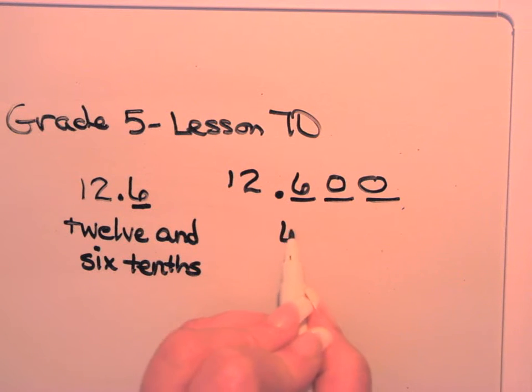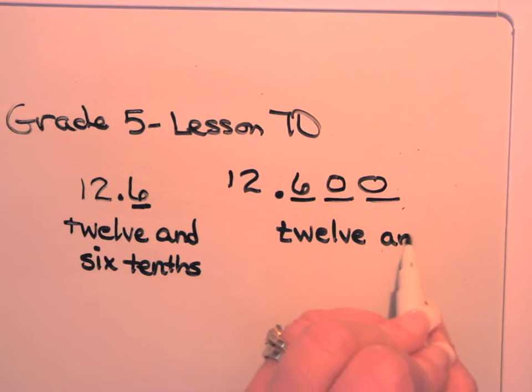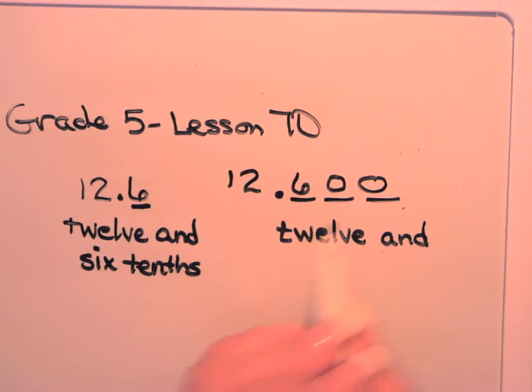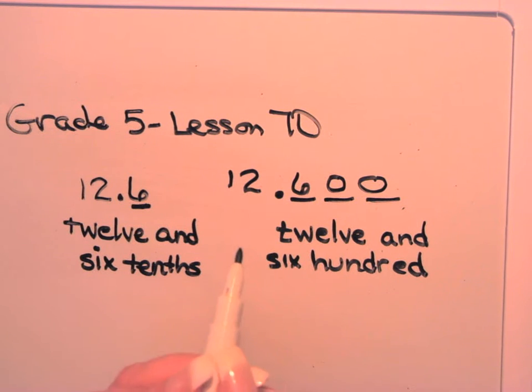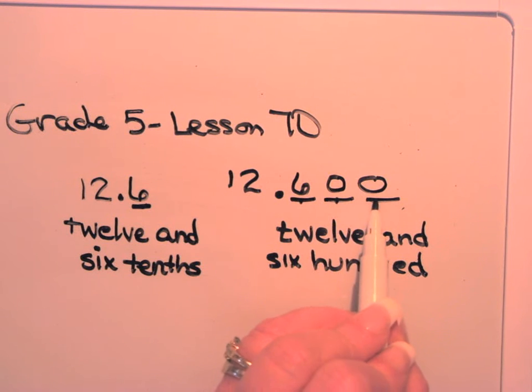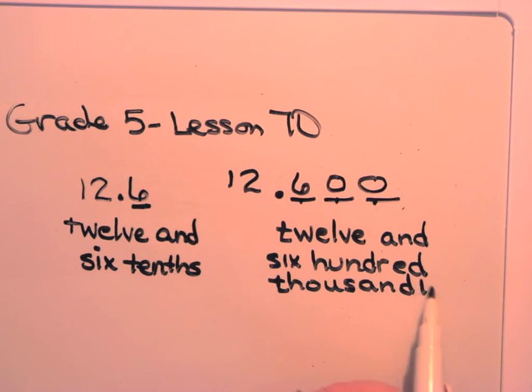If we wrote this in words, we would have 12 and this time what number do we have after that decimal point? We have the number 600, so we'd write it as 600. And then let's count the place value that we're at. Tenths, hundredths, thousandths. So I would put thousandths underneath there. And that would be the same.